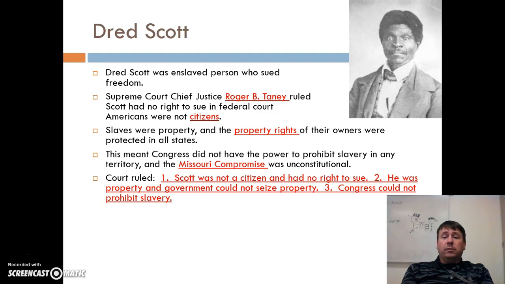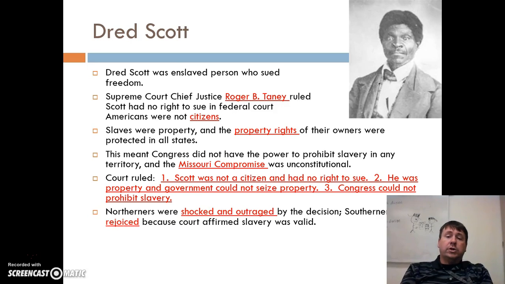And just to sum it up again, the court ruling: Scott was basically not a citizen. He had no right to sue. He was property. The government cannot seize people's property without a reason. And Congress could not prohibit slavery because it illegally seized people's property. Northerners were shocked and outraged by this decision because it treated people with basically less human rights than your pencil, okay? Because your pencil is your property. People can't take your pencil.